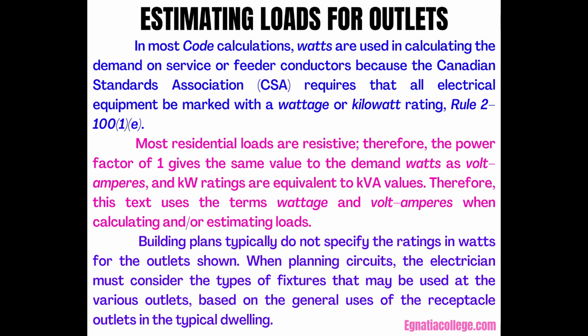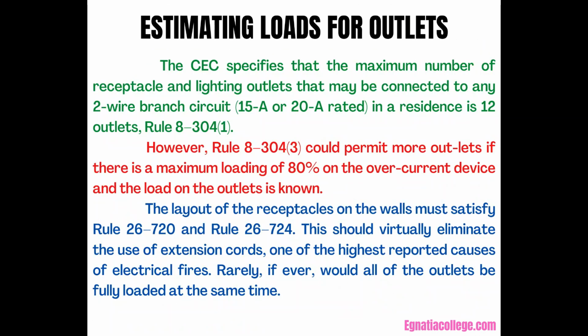Building plans typically do not specify the ratings in watts for the outlets shown. When planning circuits, the electrician must consider the types of fixtures that may be used at the various outlets, based on the general uses of the receptacle outlets in the typical dwelling. The CEC specifies that the maximum number of receptacle and lighting outlets that may be connected to any two-wire branch circuit, 15A or 20A rated, in a residence is 12 outlets, Rule 8-304(1). However, Rule 8-304(3) could permit more outlets if there is a maximum loading of 80% on the overcurrent device and the load on the outlets is known.